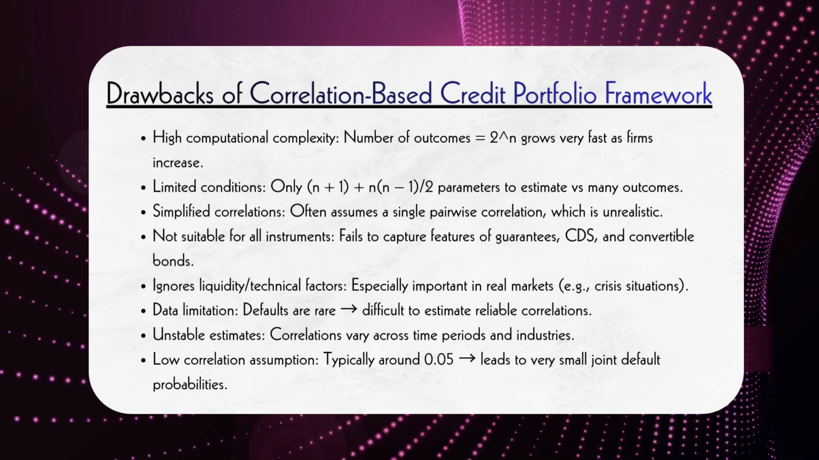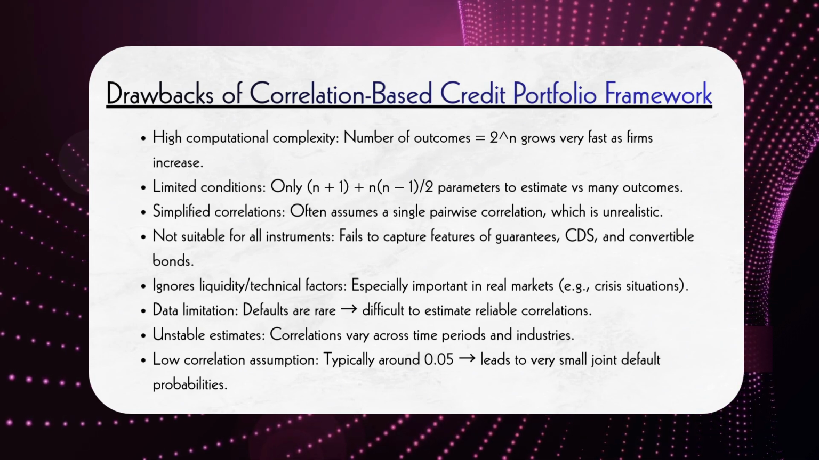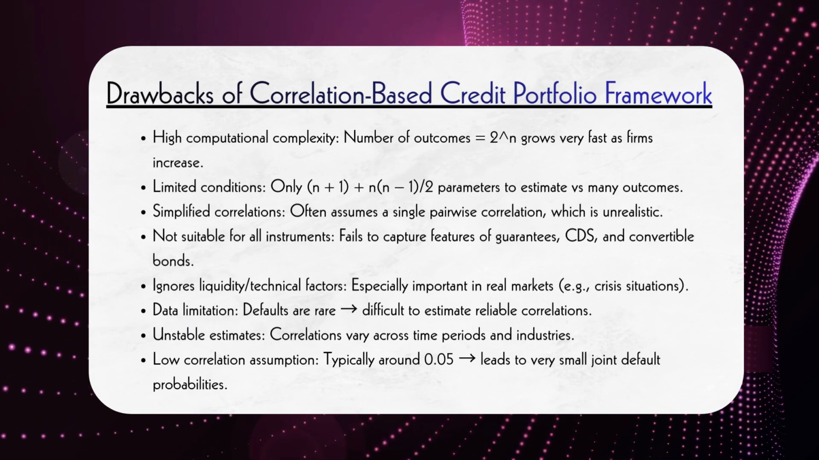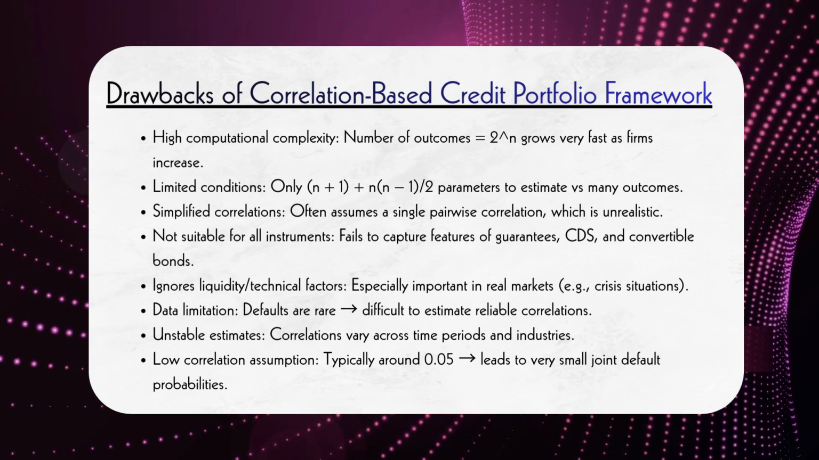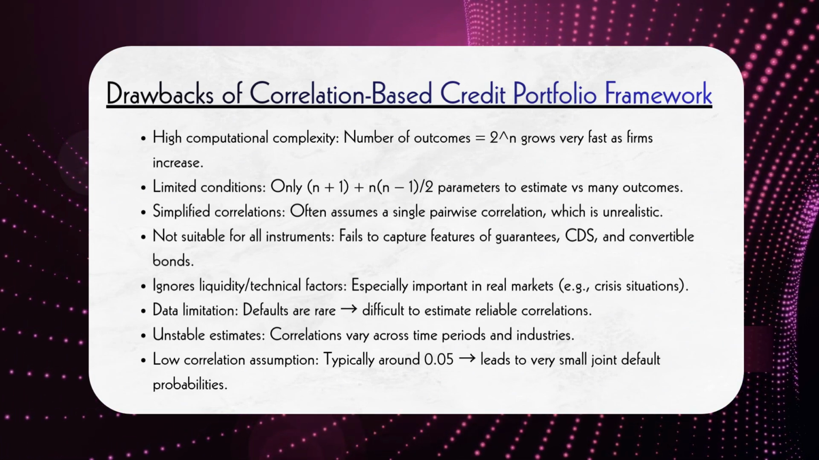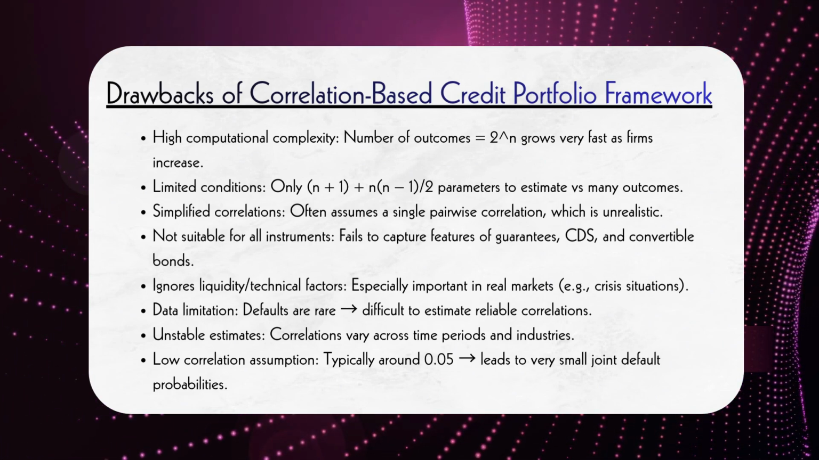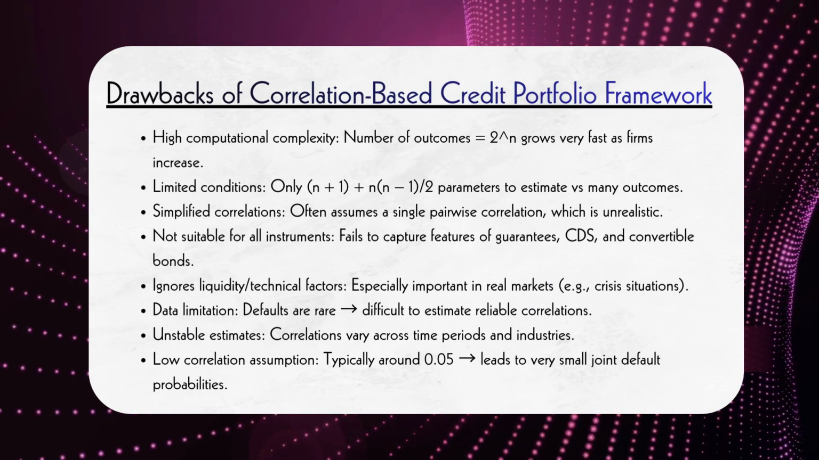Finally, there is a limitation due to lack of sufficient data. Defaults are rare events, so estimating correlations is difficult and unreliable. As a result, correlation estimates vary significantly depending on the dataset, time period, and industry.